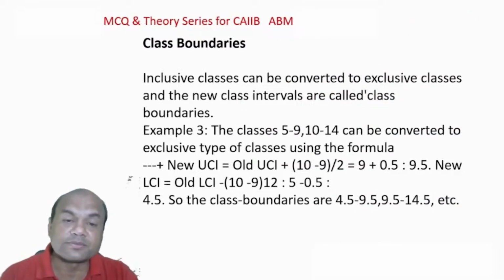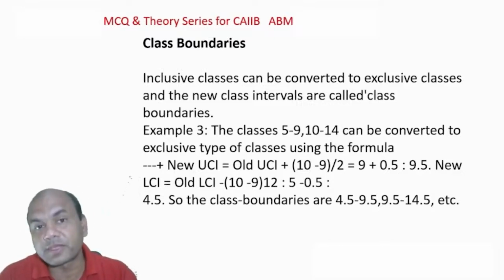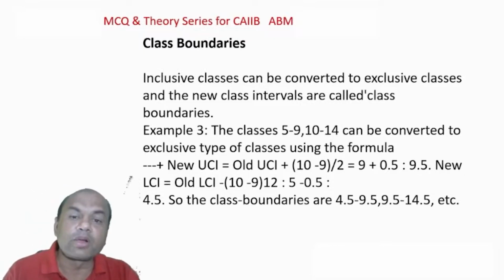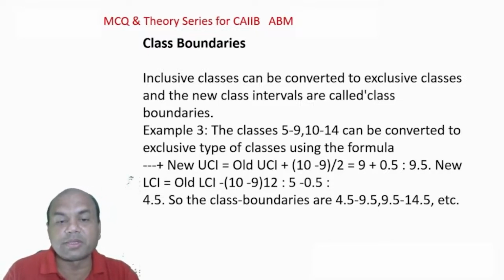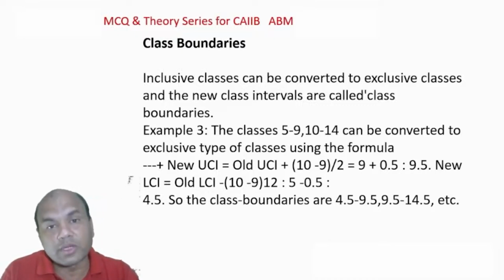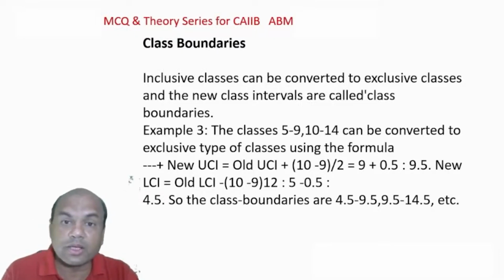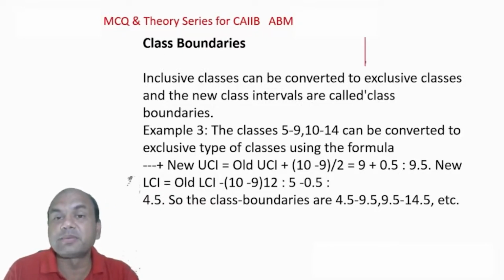Class boundaries. Now there are 2 types of class boundaries. Remember, what is a class boundary? I'll give you a simple example. Just now we saw the classes, 0 to 5, 5 to 10. Now it can be 2 types. What are the 2 types? Let's say I divide it like this. Let's keep it simple.